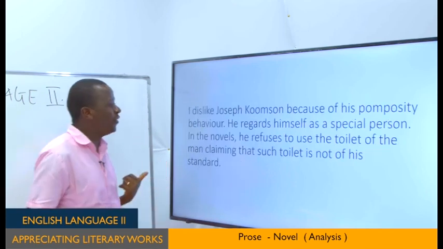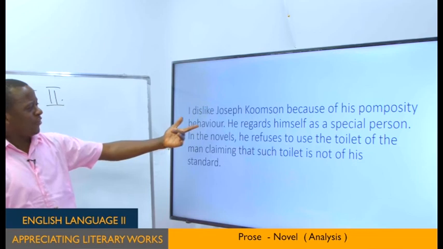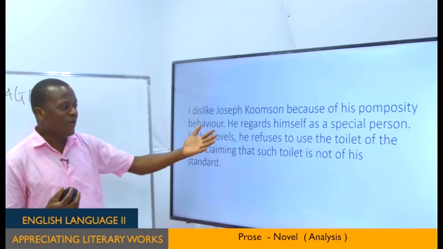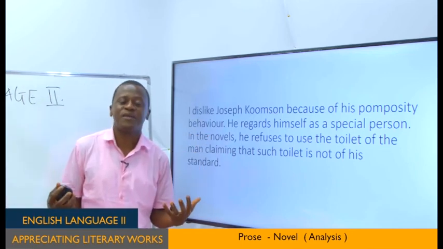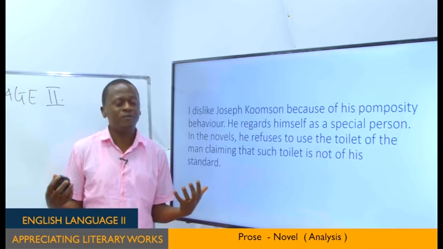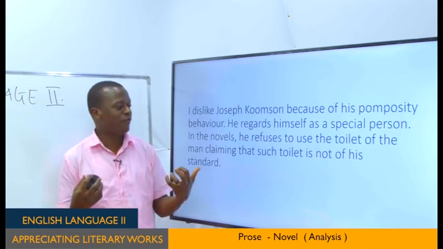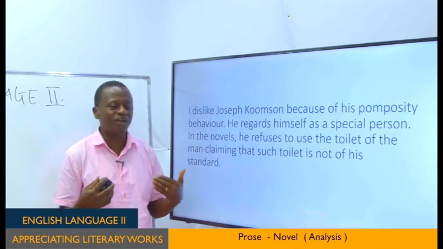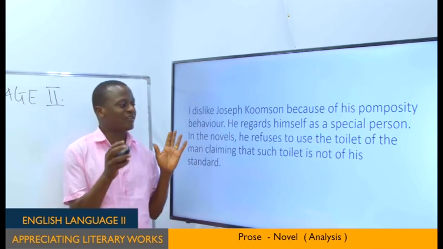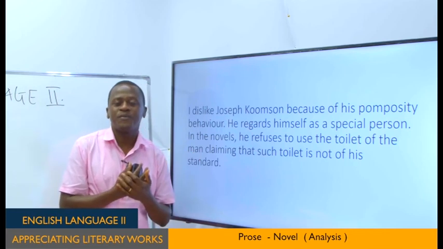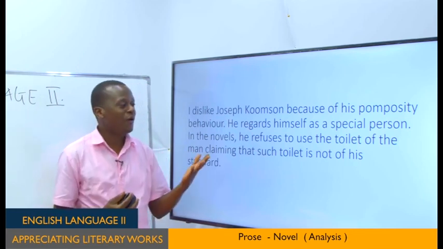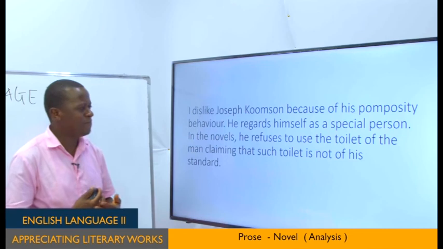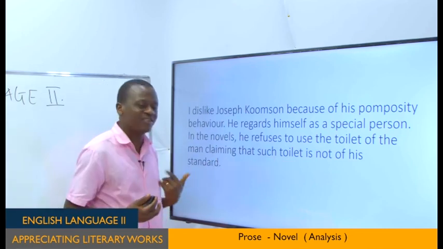Students, let us move to the next point. I dislike Joseph Thompson because of his pompous behavior. Now, being pompous is a state where one regards himself or herself as a special one. He blows a trumpet to himself that he is such a special or peculiar person. Now, in the novel, we see Thompson refuses to use the toilet of the man, claiming that such a toilet is not of his standard.